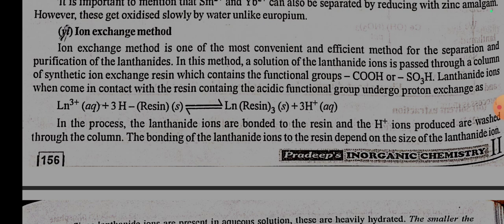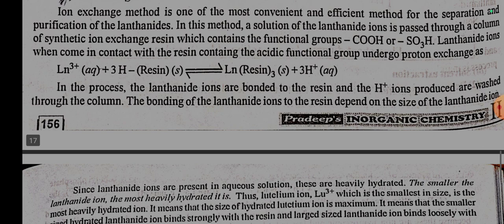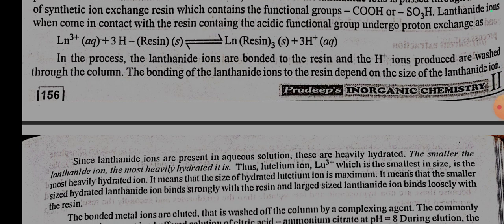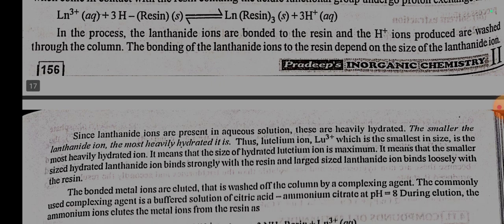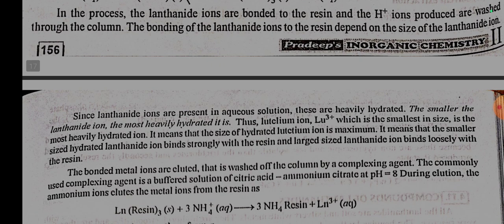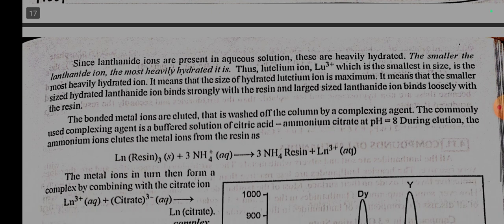Lanthanide ions, when they come in contact with the resin containing the acidic functional group, undergo proton exchange as Ln3+ plus 3H-resin is in equilibrium with Ln-resin plus 3H+ aqueous. In the process, the lanthanide ions are bonded to the resin and H+ ions are produced or washed through the column. The bonding of the lanthanide ions to the resin depends on the size of the lanthanide ion.